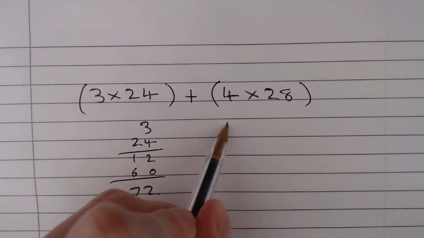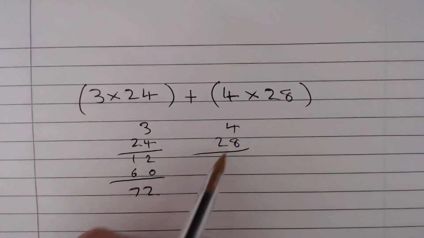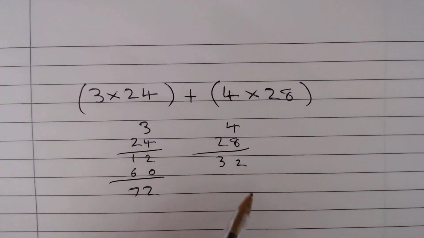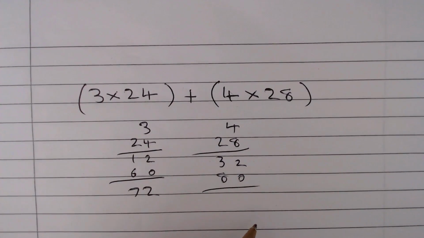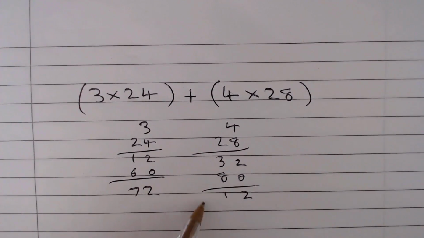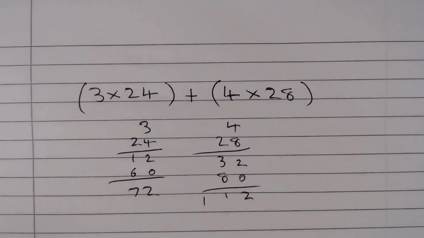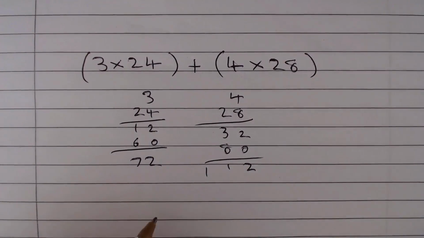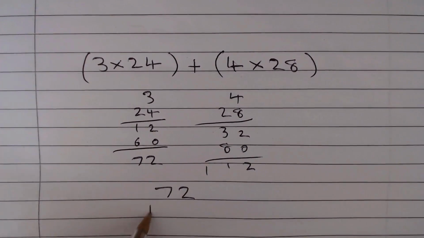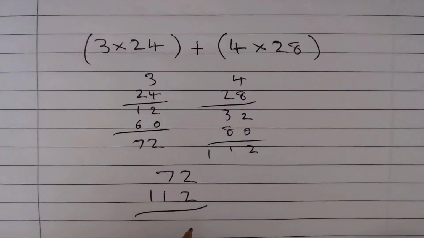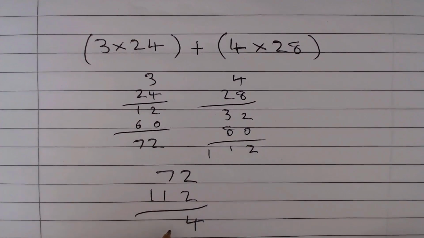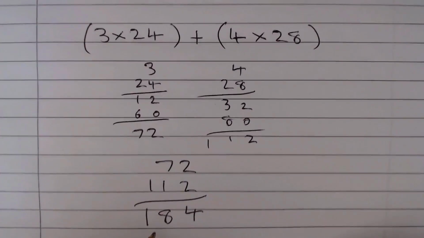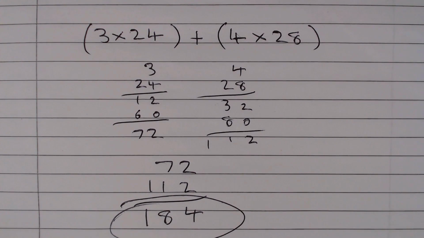If not, though, we could just do it in a grid as before. 8 4s are 32, and 2 4s are 8 with a 0. And when we add those together, we're going to get 112. And so what we need to do is 72 plus 112. Well, 2 plus 2 is 4, 7 plus 1 is 8, 1 plus 0 is 1. So we have 184. That is the answer.